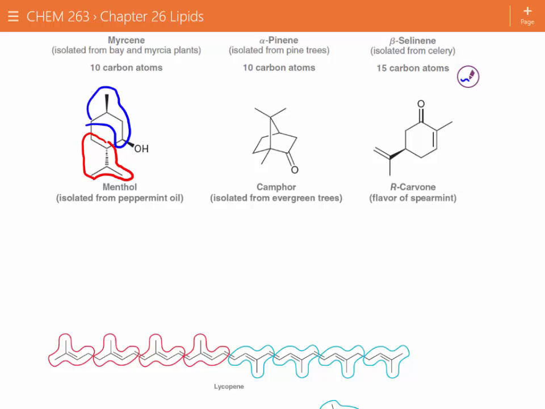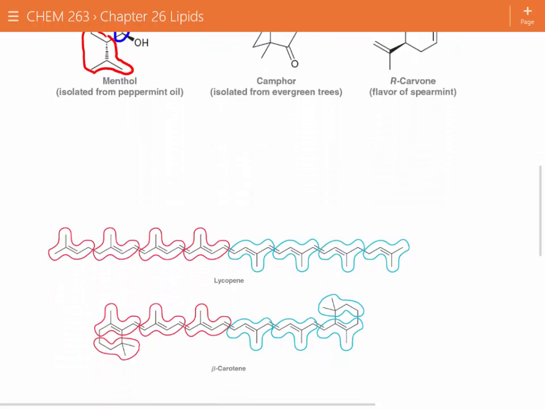These are really commonly found in plants, and they're big targets for drugs. So a lot of natural product chemistry focuses on terpenes and their derivatives. So you can see we've got the R-carvone, that's the flavor in spearmint, and then we've got camphor, which is in evergreen trees, so if you rub those needles, you can actually smell them.